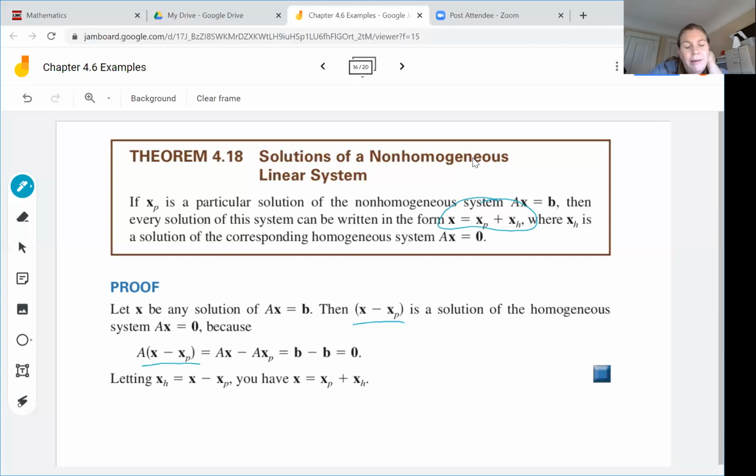By matrix properties, we can say A times vector x minus A times vector x sub p, the particular solution. And that's going to be, well, Ax equals b, and the particular solution also equals b. So that's going to be b minus b, or 0. Then we set our x sub h equal to x minus x sub p. And so you're left with the solution to the homogeneous part. So you have here x equals x particular plus x homogeneous.